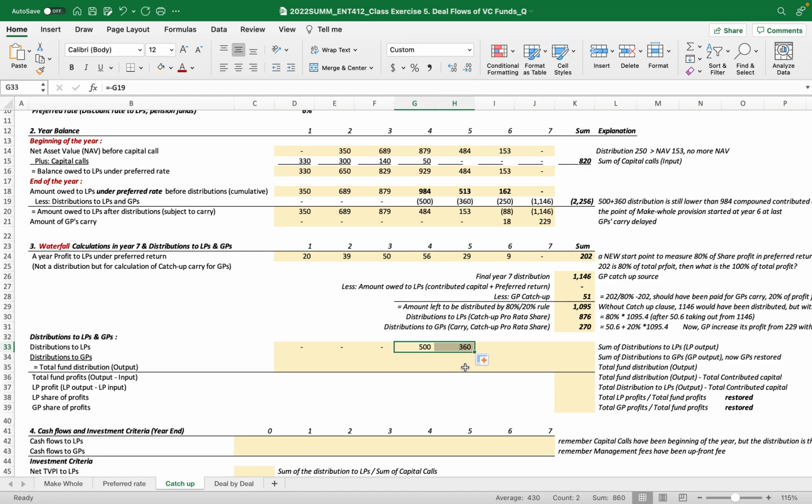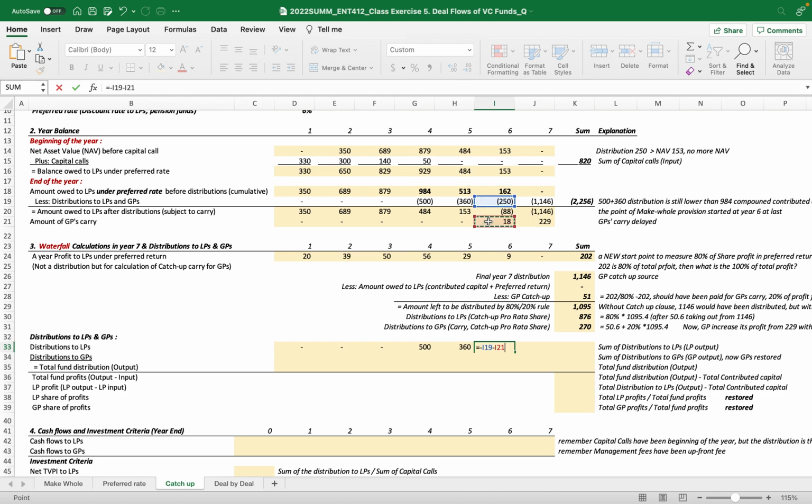360, right? And then this amount is important. Now this amount must be minus 250, and then minus, right, 18, the GP's carry, right? And then the same way, 900. Oh, by the way, here it is not this number. Why? Because of the distribution at the end of year 7, we allocate this 1,146, right? So from here we calculate already, not that way, but this way.